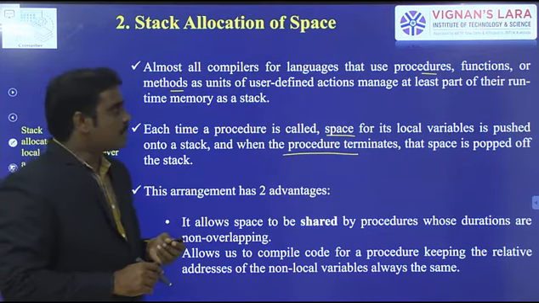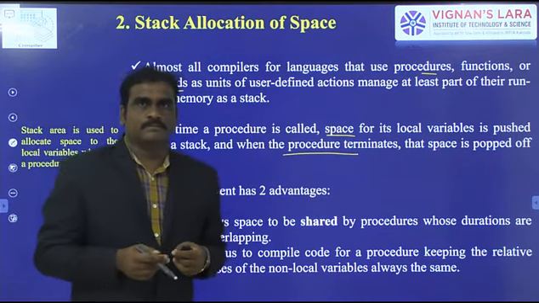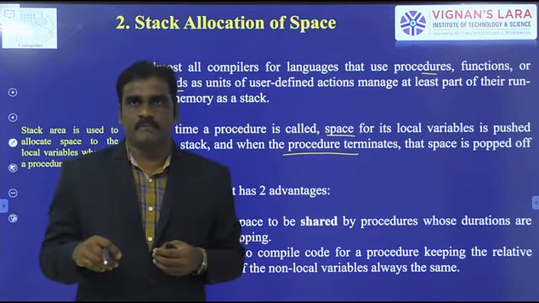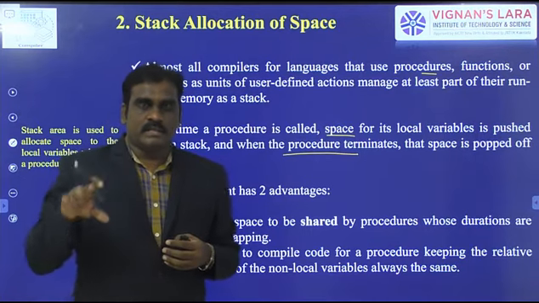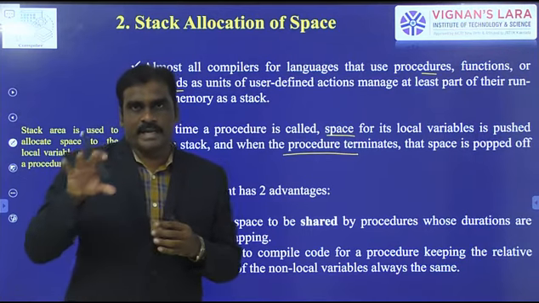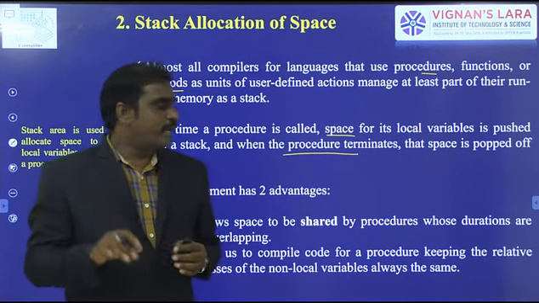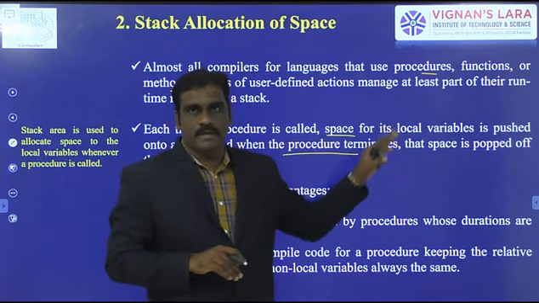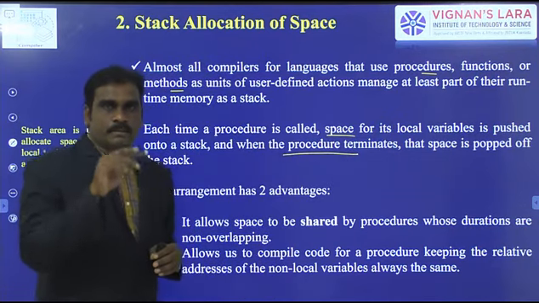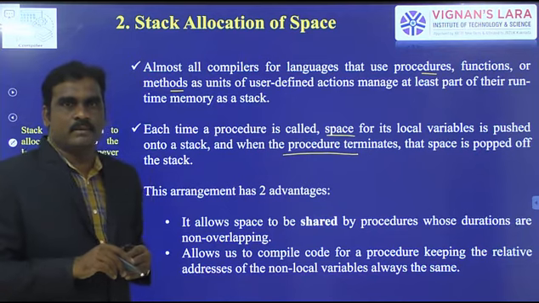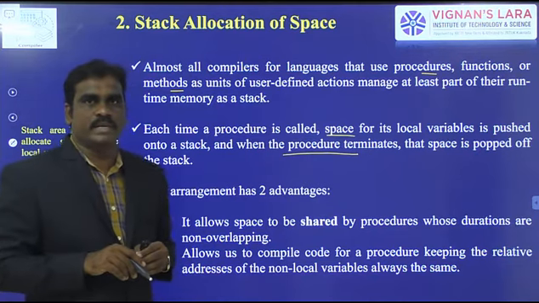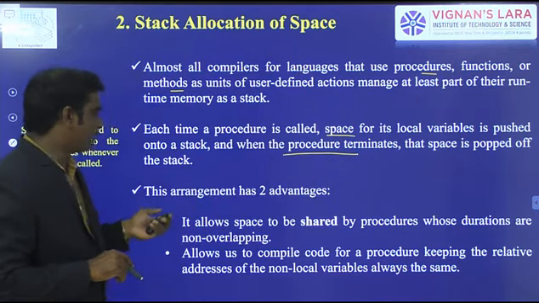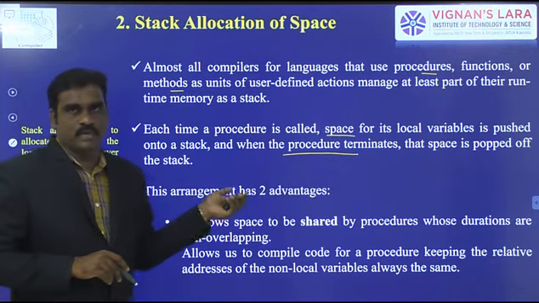Suppose whenever we call one function, in that function we are using some variables, some data. Once this data is stored, we are allocating some space, so that's why we call them local variables. Once the procedure is completed, once the function is terminated, automatically whatever allocated space is popped off from the stack. So this arrangement has two advantages.